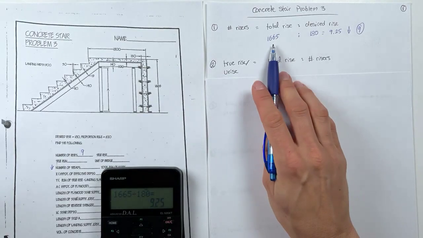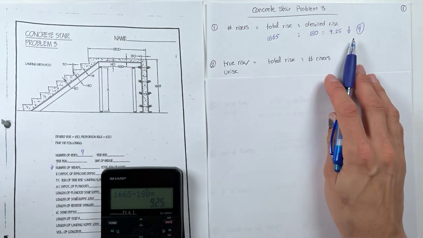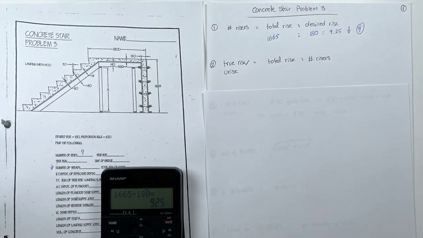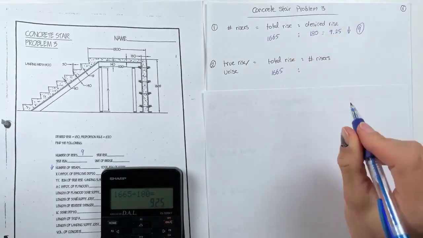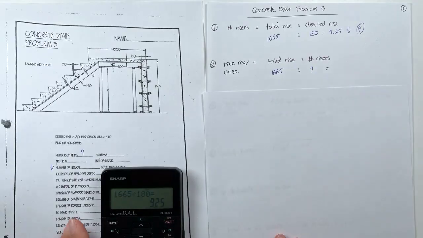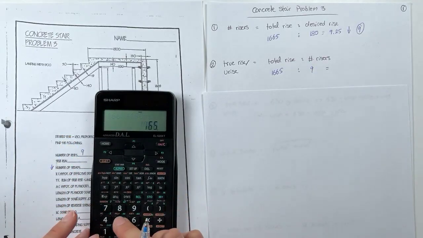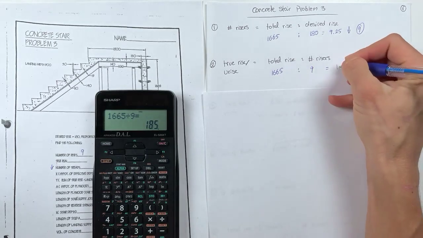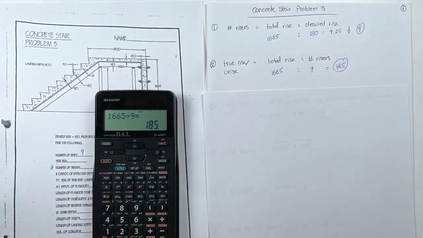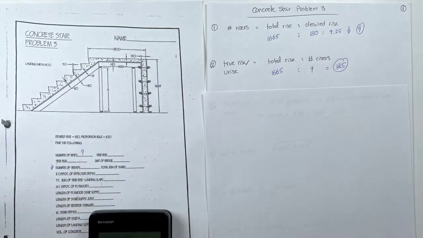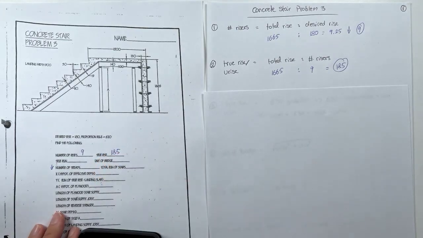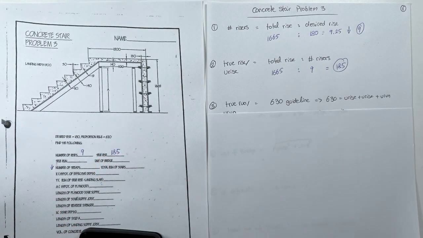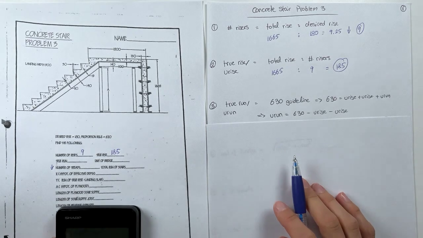So we take the total rise and we divide it by the number of risers that we have. Total rise is the same, 1665, divided by the number of risers, which we just figured out, 9. 1665 divided by 9 is 185. So that is our unit rise. And the desired rise just means roughly in that ballpark. 185. Now, the true run or unit run, again, interchangeable terms.